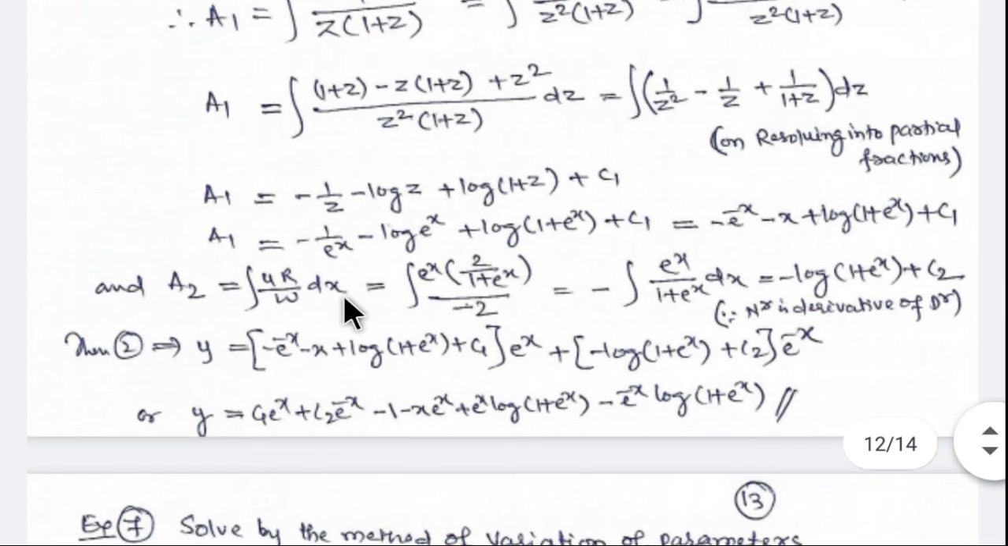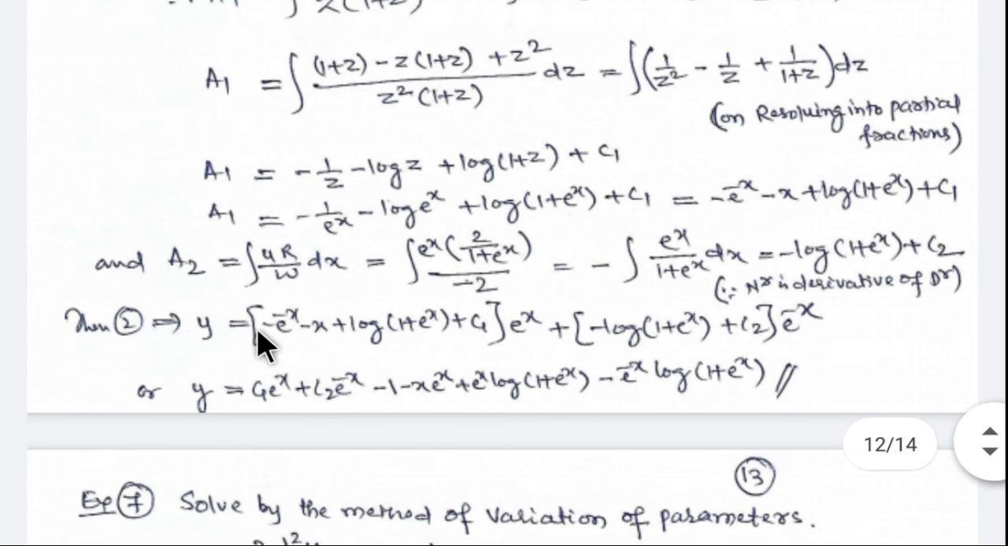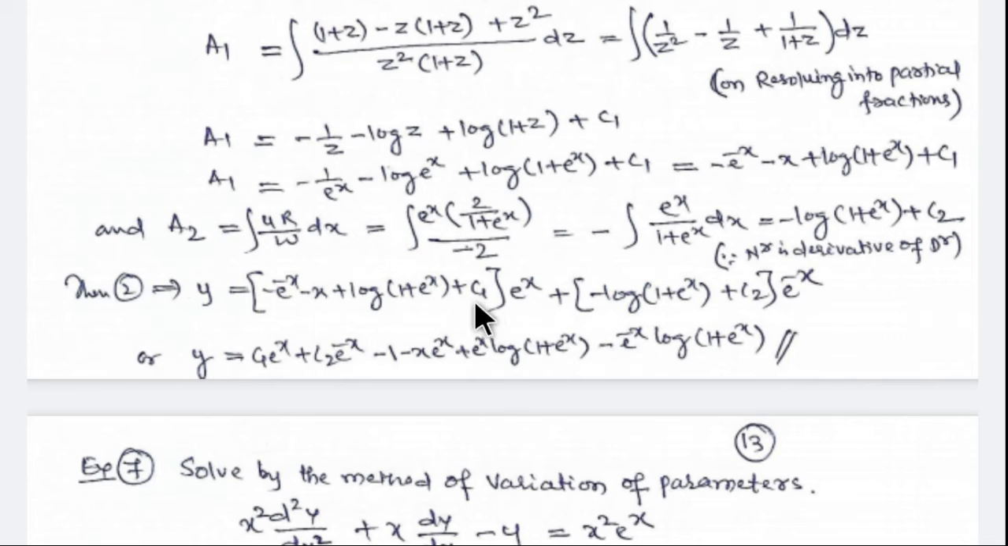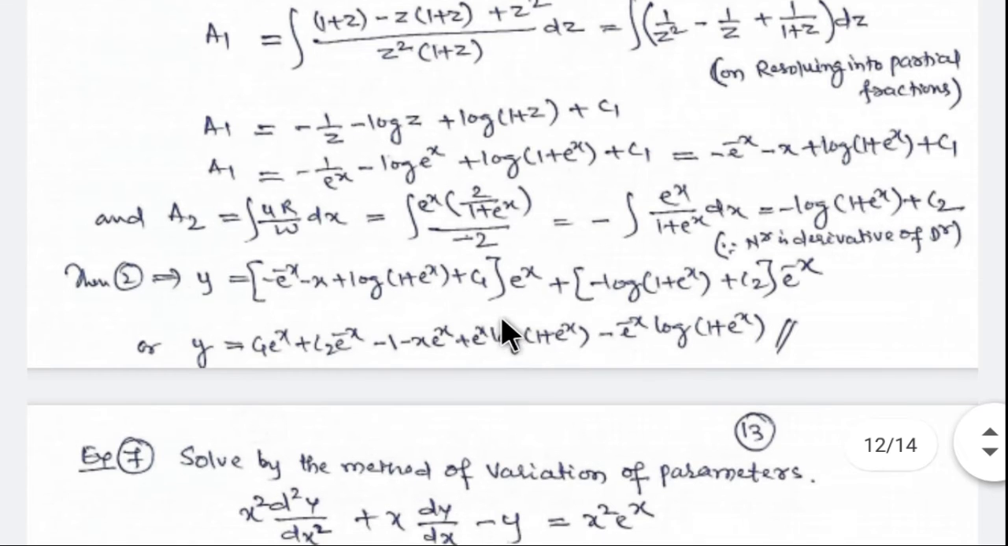Then with these two values of a1 and a2, equation 2 implies, substituting the values, y is equal to the value of a1, bracket minus x plus log of 1 plus e raised to x plus c1, into e raised to x, plus the value of a2, bracket minus log of 1 plus e raised to x plus c2, into e raised to minus x. Multiplying inside, you can write the complementary function separately: c1 into e raised to x plus c2 into e raised to minus x. Remaining, e raised to x into e raised to minus x gives 1, so minus x into e raised to x plus e raised to x into log of 1 plus e raised to x, and from the second bracket minus e raised to minus x into log of 1 plus e raised to x. This is the required general solution of the given equation.